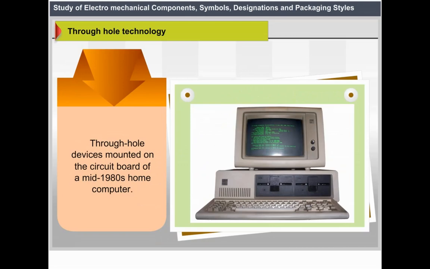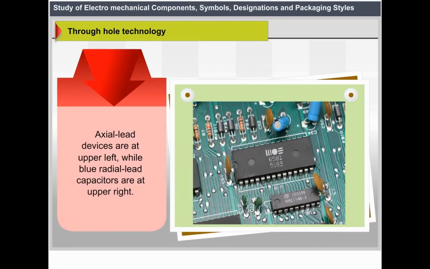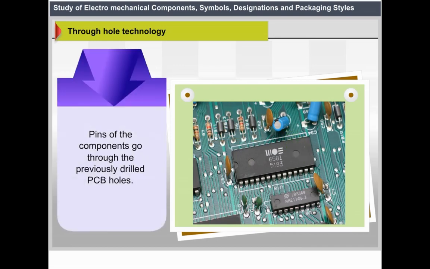Through-hole devices were mounted on the circuit board of a mid-1980s home computer. Axial lead devices are at upper left, while the blue radial lead capacitors are at the upper right. Pins of the components go through the previously drilled PCB holes.